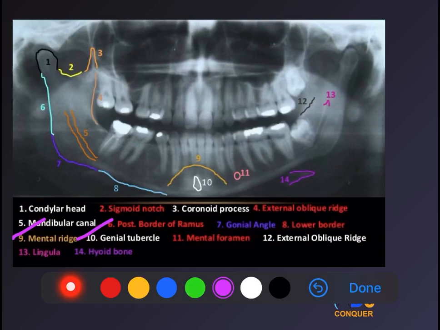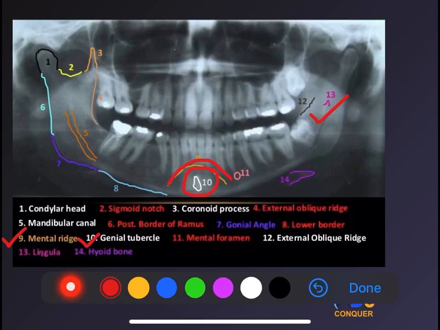11 is the mental foramen, we know that, and 12 is the external oblique ridge again. 13 is the lingula. So even this is important. We know the lingula is present near the mandibular canal through which the inferior alveolar nerve passes. So the lingula is again important. And the hyoid bone is present as a double image. So what I feel is important is the mental ridge, the genial tubercle and the lingula, that's it.